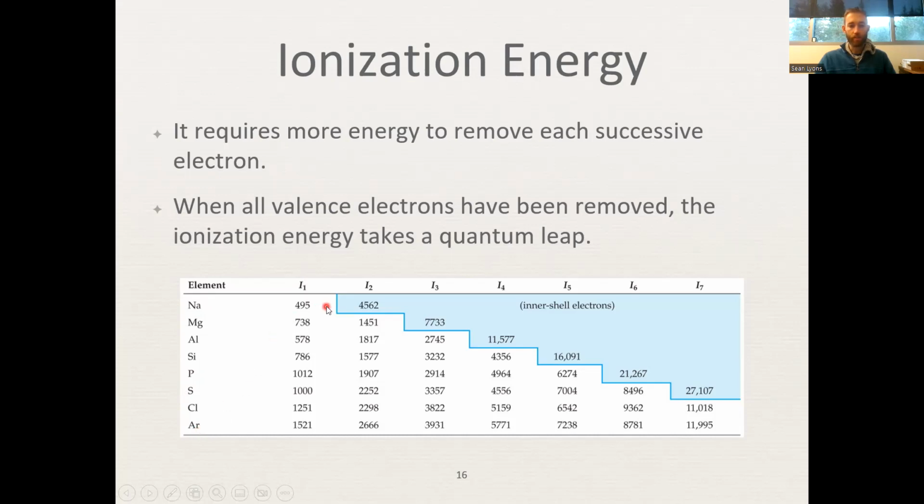And you'll notice that as we go from the first ionization energy to the second for sodium, we see a huge jump in the amount of energy needed to remove these electrons. Same thing with magnesium, but now it's from the second to the third electron. Aluminum is from the third to the fourth. And then same thing with silicon, phosphorus, sulfur, chlorine. And then argon has a pretty high ionization energy for everything. Same thing with chlorine. It's really difficult to just remove an electron.